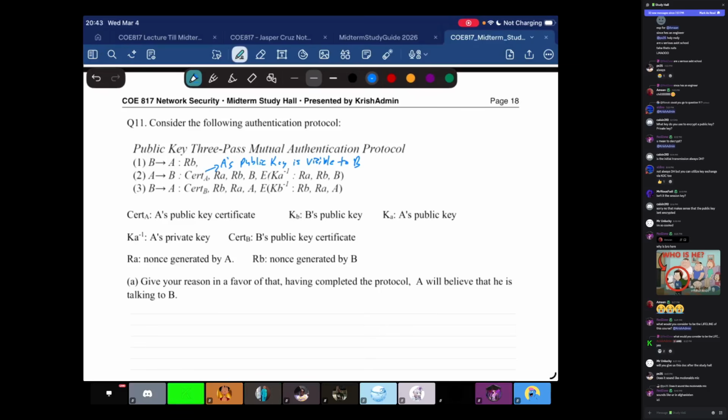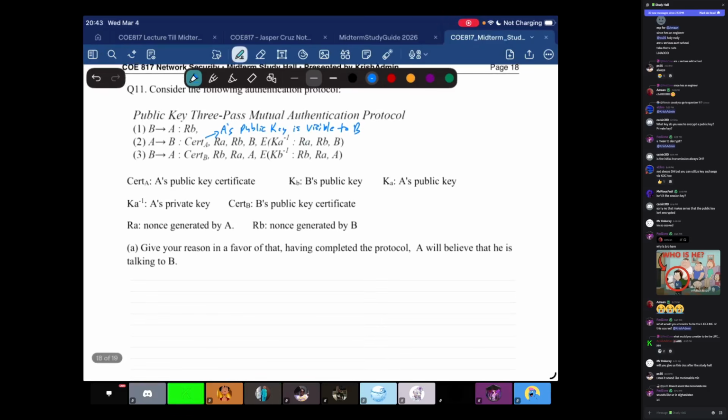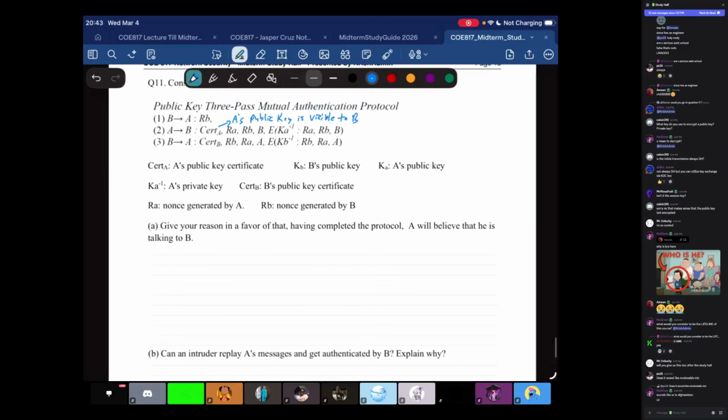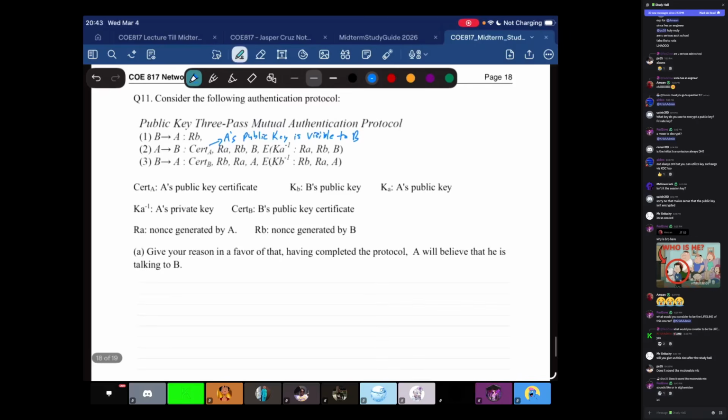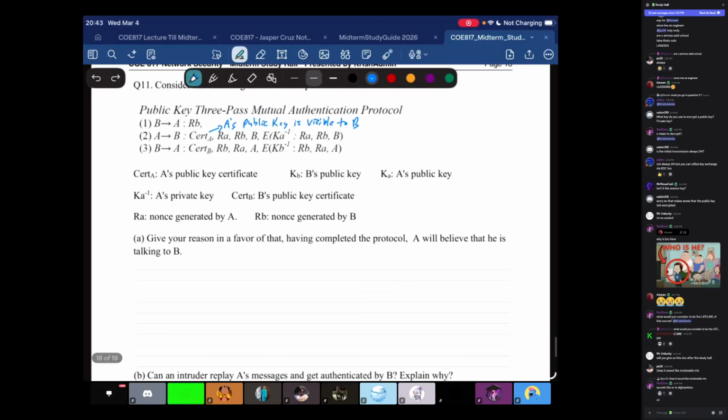Okay, there you go. So give your reason in favor of that: having completed the protocol, A will believe that he is talking to B. In this, after A receives B's message number 3, it can verify that it's communicating with B, I'm guessing.